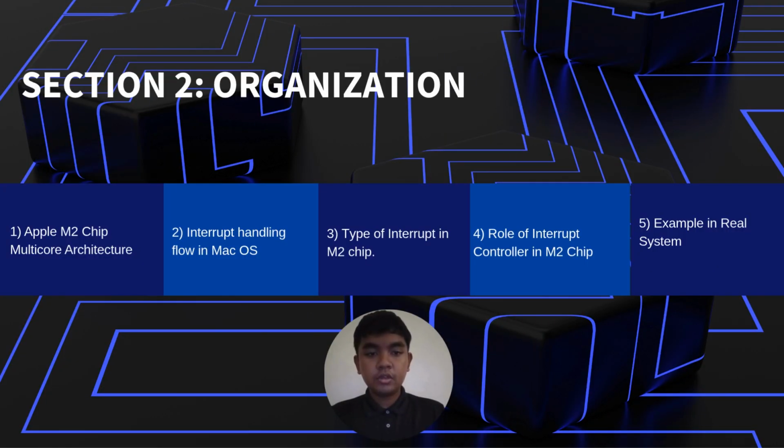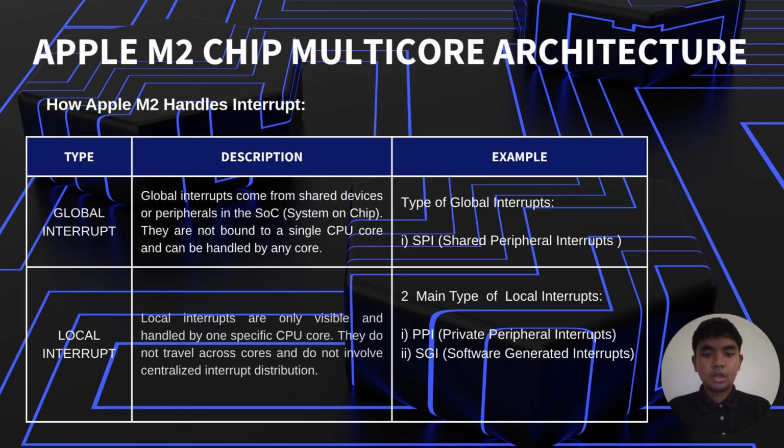I will be continuing explaining about organization in Apple M2 chip architecture. There are 5 main parts in organization of Apple M2 chips. That is the first part, Apple M2 chip multi-core architecture. Second, interrupt handling flow in macOS. Third, type of interrupts in M2 chip. Fourth, role of interrupt controller in M2 chip. And the last one is example in real system: how Apple M2 chips handle interrupts.